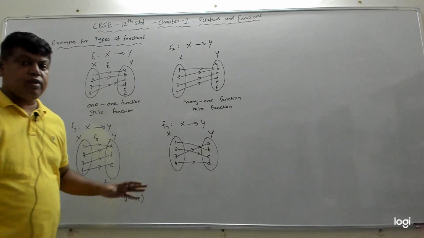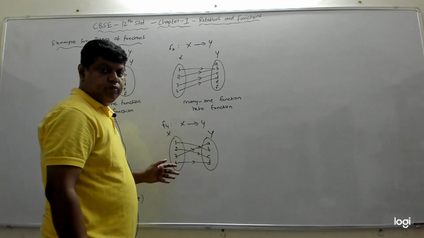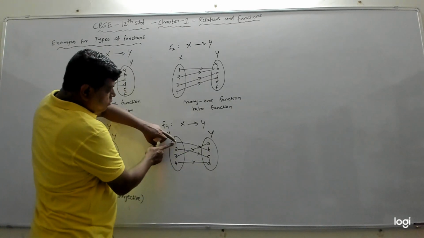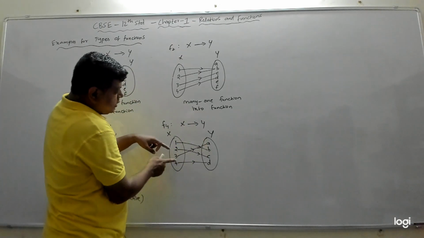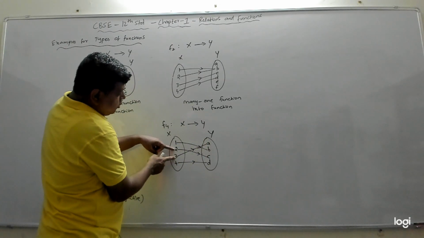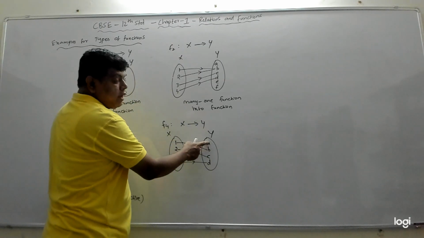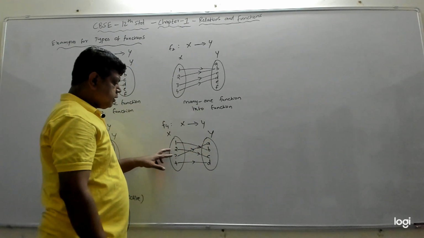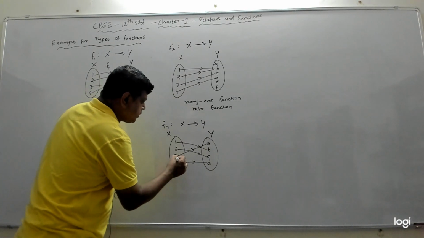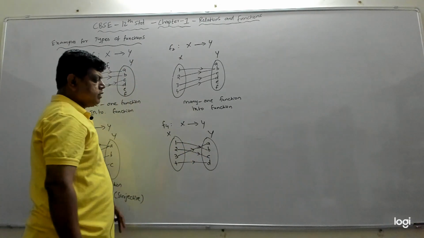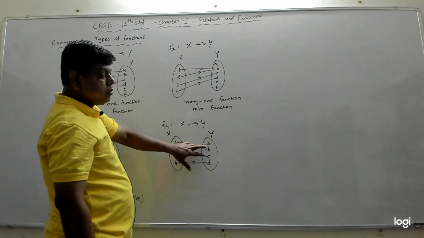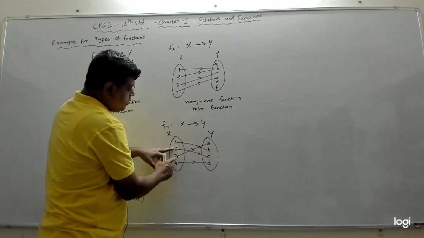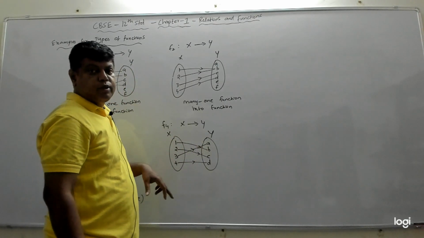Now, is it a one-to-one function? Yes, it is a one-to-one function because if I take two different elements, 1 and 2, they go to two different images. If I take 2 and 3, 2 goes to C, 3 goes to A. The images of two distinct elements in X are distinct, which means two different elements have two different images. 2 has C as the image, 3 has A as its image.